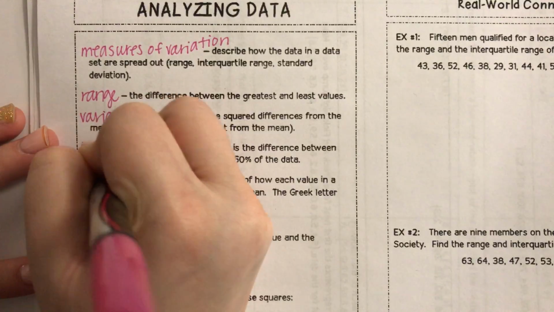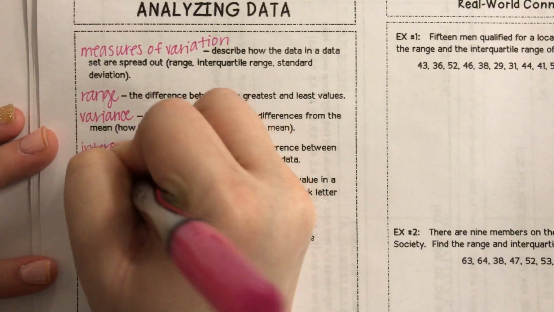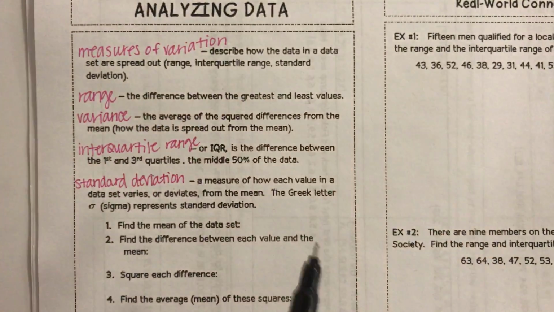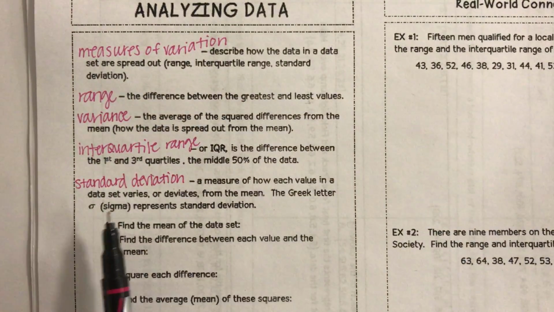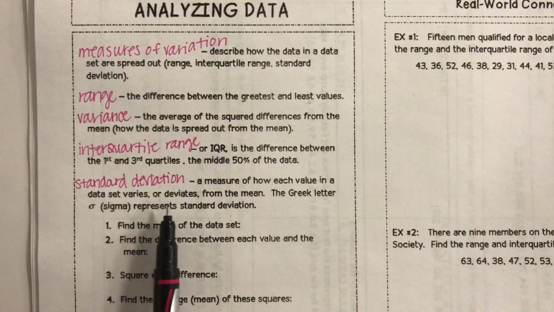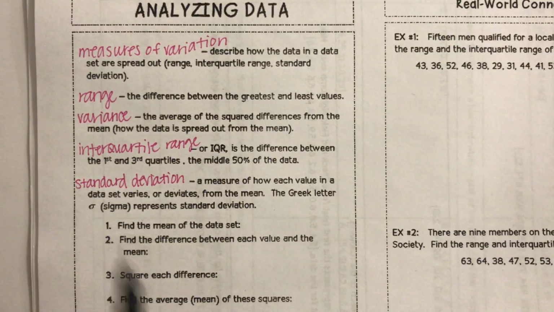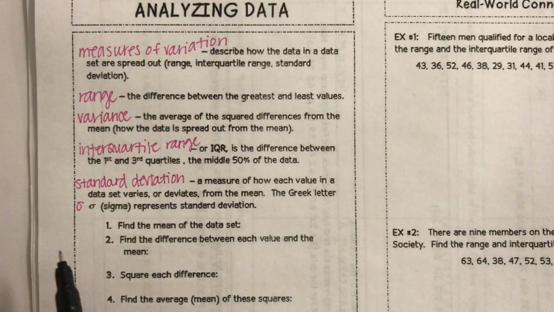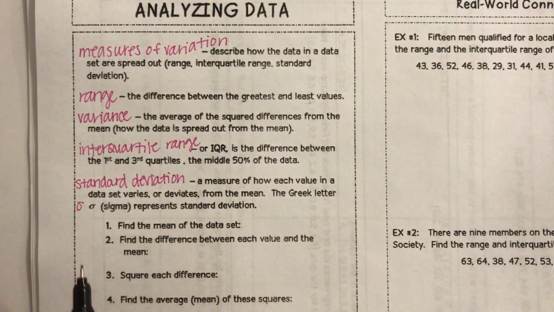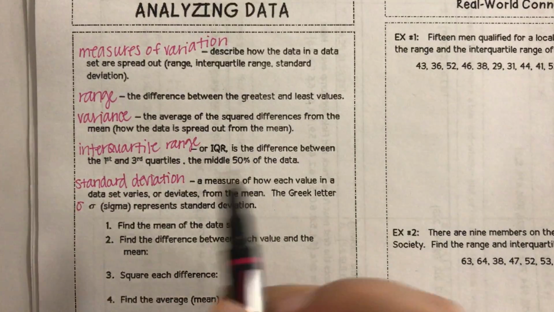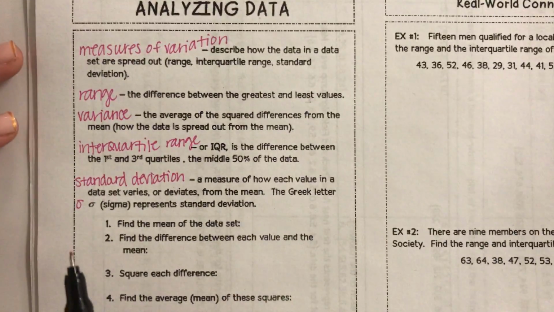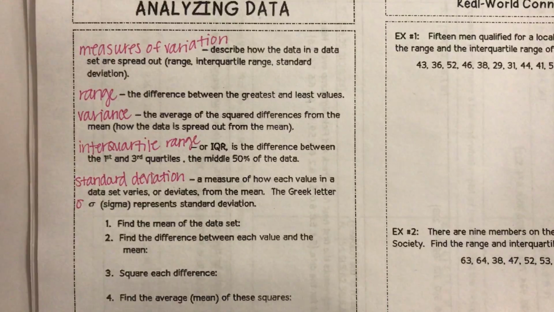Standard deviation is a measure of how each value in a data set varies or deviates from the mean. The Greek letter sigma, so this is sigma, it looks kind of like an O with a line over it, sort of, represents standard deviation. So you're going to have to use this symbol to represent standard deviation. Okay? So and here's how you find the standard deviation.